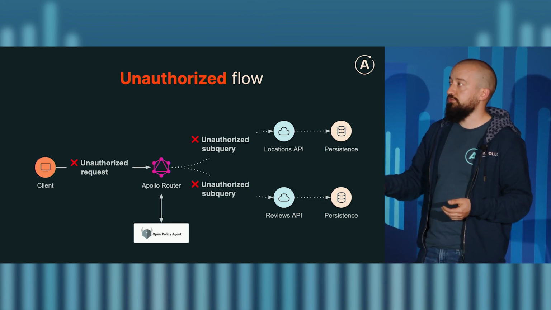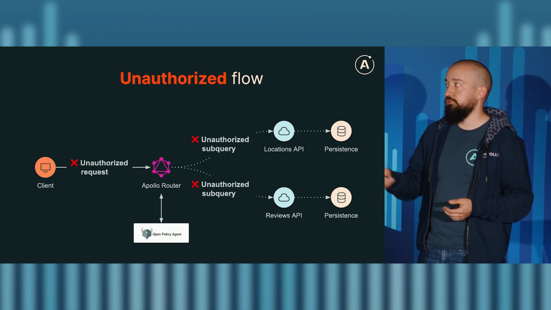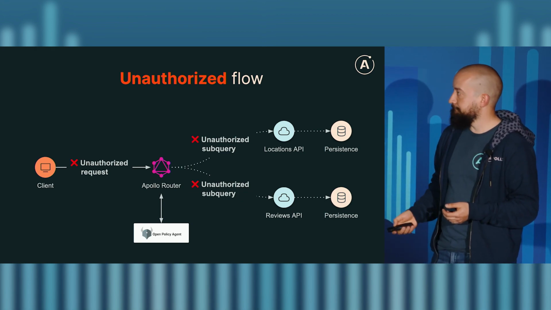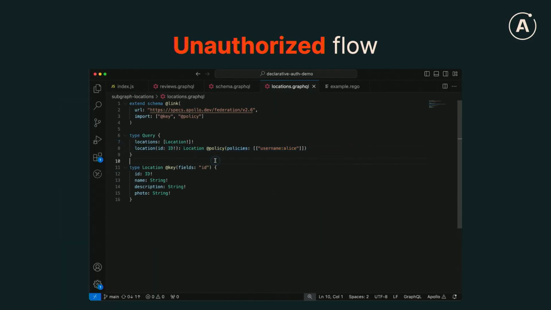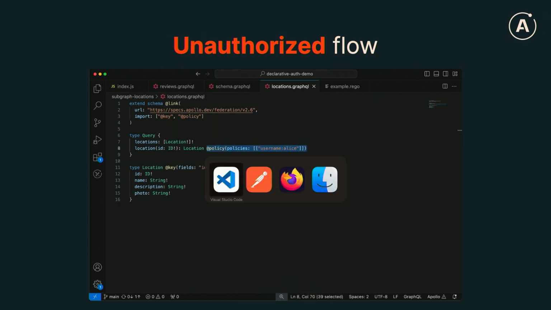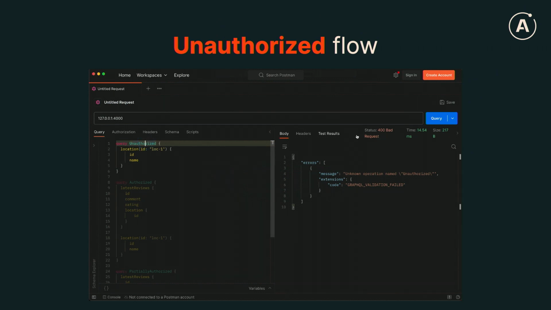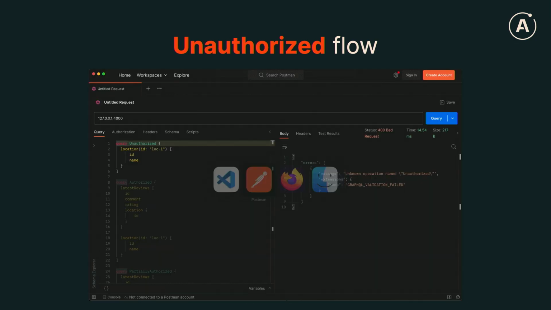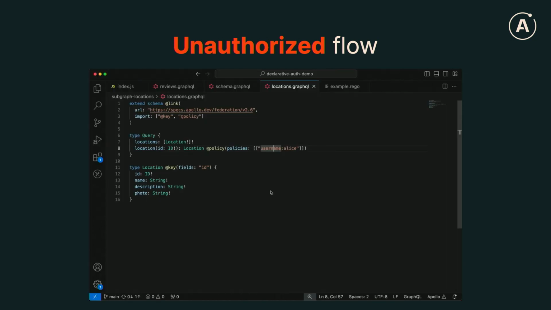So we're going to block both of those requests before they make their way to the individual subgraphs, which are over on the right-hand side, the locations and the reviews API. So here I have annotated the schema with a custom directive, @policy. And then in Postman, I'll just issue the request, and we get an error. Watch it one more time. The directive there, and then issue the request, and it'll fail. So that's an unauthorized flow.